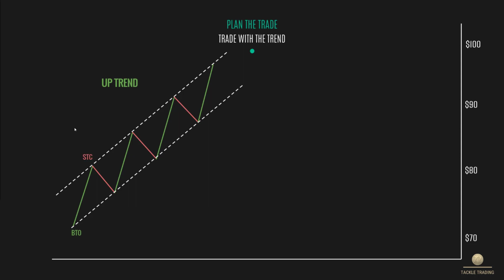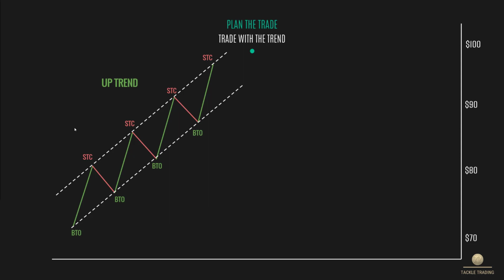BTO stands for buy to open. STC stands for sell to close. Buy to open, sell to close. Repeat after me: buy to open, sell to close. Repeat, repeat, repeat, because that's what patterns do. That's what history does: it repeats itself.